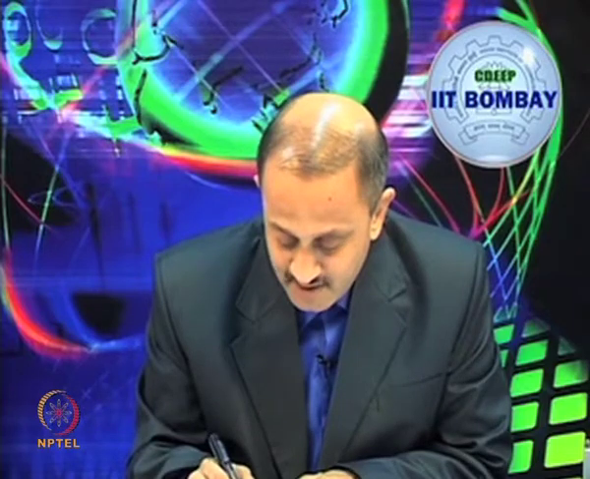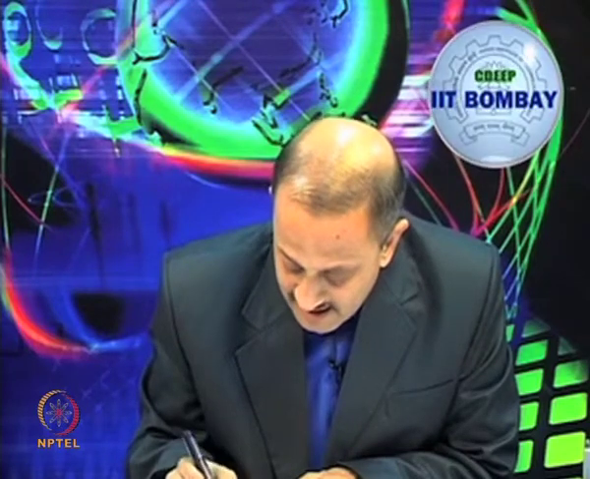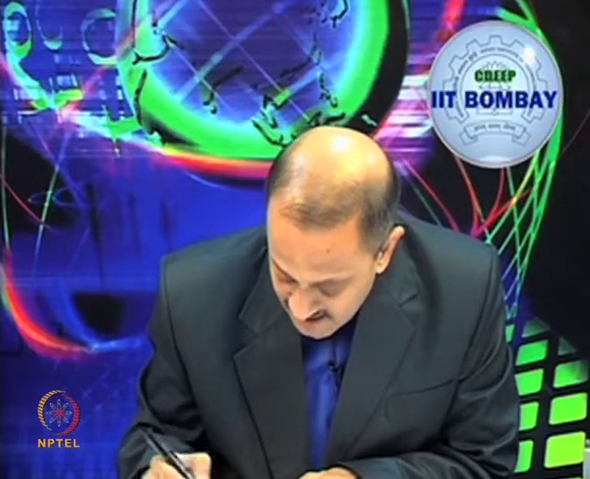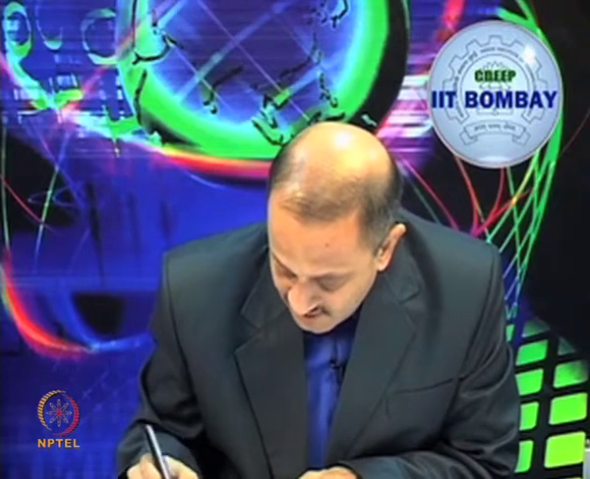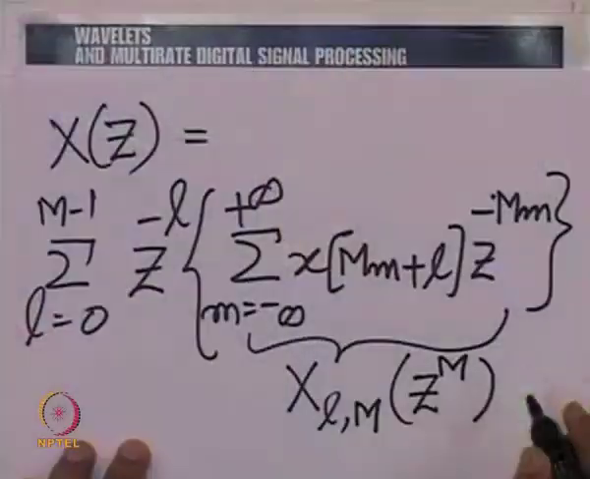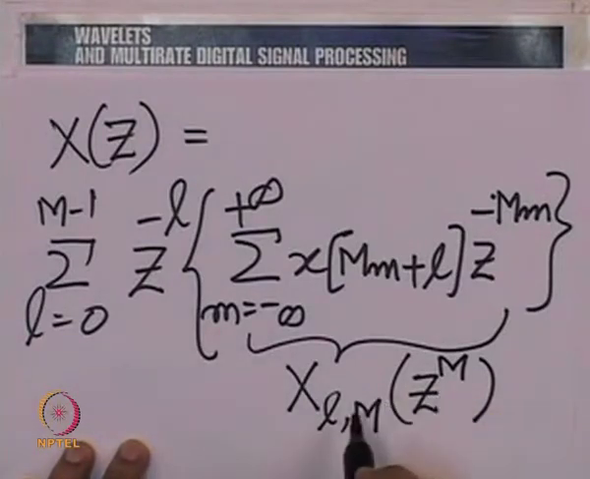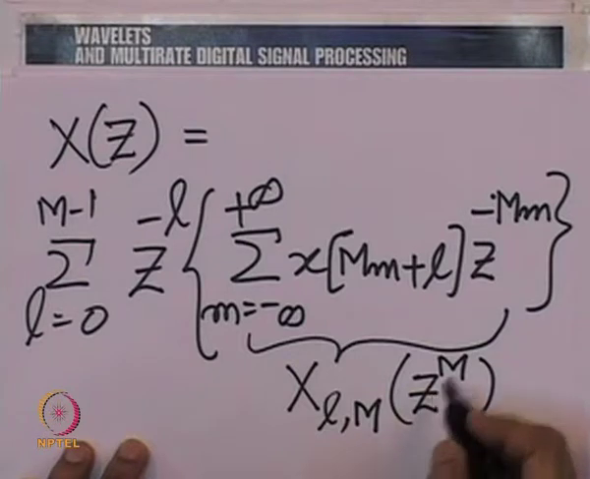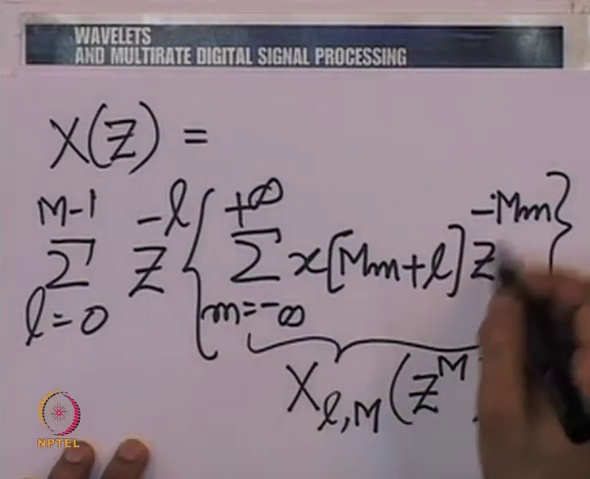So, what we have done here is to break X(z) into M parts, M disjoint parts in some sense, and we shall use some notation now. We shall refer to this quantity here as capital X_l^M(z^M). So, what we are saying here is you have the Mth order polyphase component and the lth of those components with the argument given by z raised to the power M here.